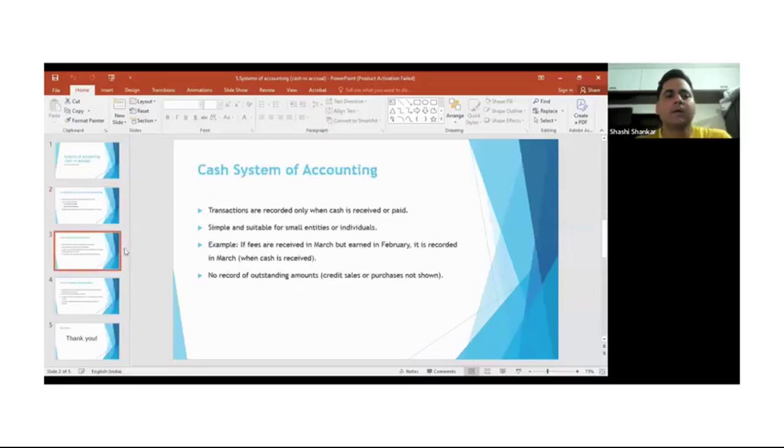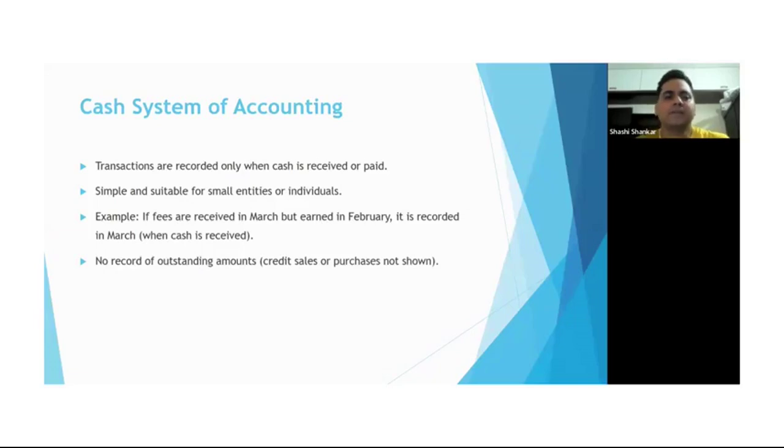Okay, what is the cash system of accounting? In the cash system of accounting, as the name suggests, transactions are recorded only when cash is received or paid. So it is clearly mentioned that if it is not received, even if it is due, it should not be recorded in the books of account. It is only possible when cash is received or paid.